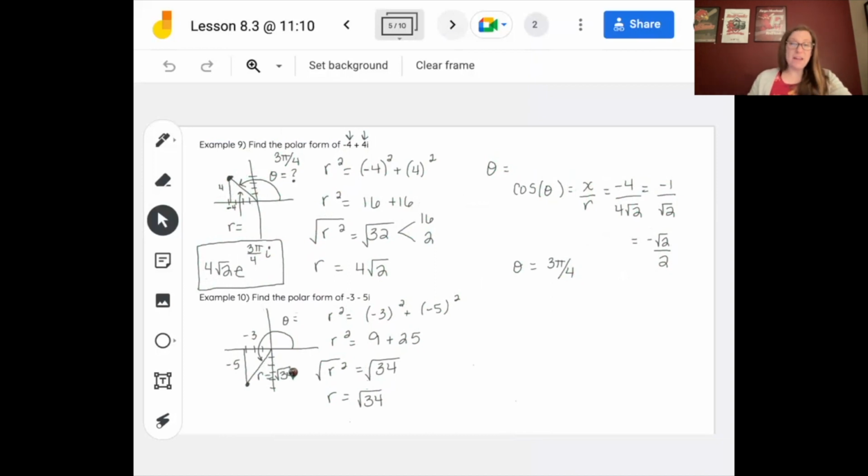All right, we just need to find theta. Let's use tangent this time. We haven't used tangent in a while, so let's use tangent this time. I know tangent of theta is opposite over adjacent. So in our case, opposite would be the imaginary and adjacent would be our real number. So -5 over -3, which of course reduces to 5/3. When I look on my unit circle, I don't have any of sine over cosine as 5/3. That's not going to be very useful for us. So we have to use the inverse of tangent.